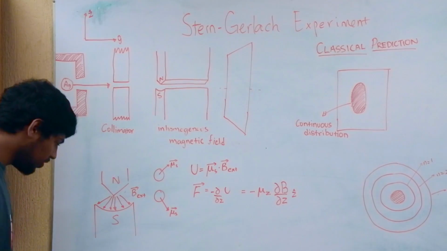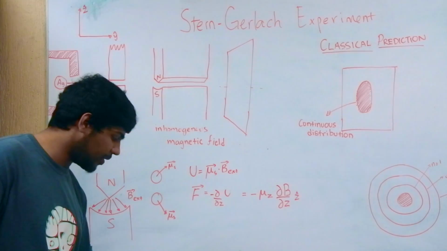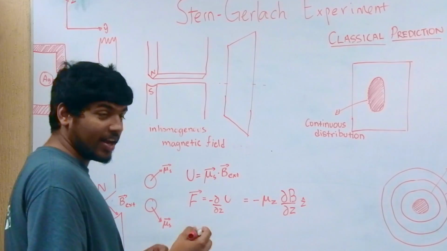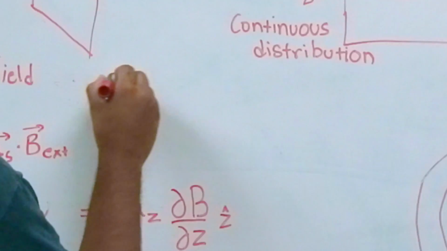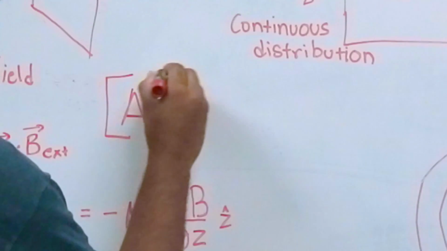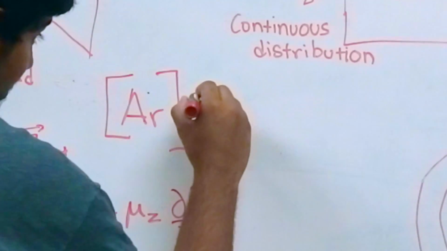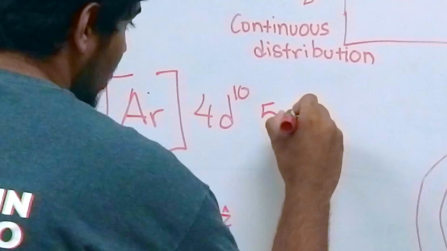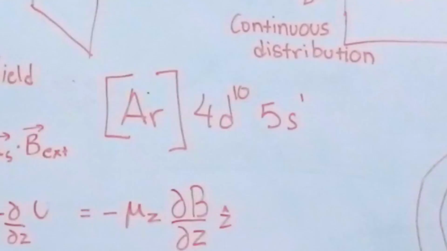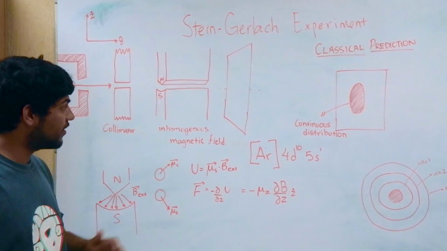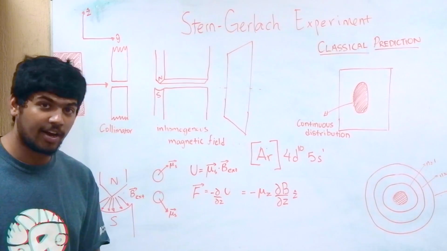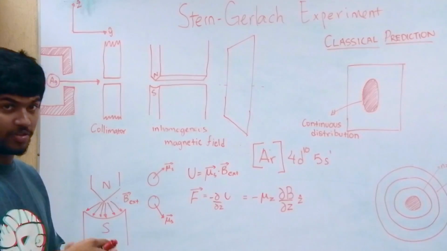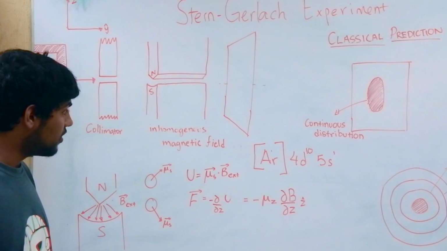Silver has a very curious electronic configuration, which is why it was used for this experiment. It has just one unpaired electron. The silver's electronic configuration, as we all know from our chemistry courses, is argon, followed by the 4d orbital, which is fully filled, and the 5s orbital, which has just one electron, which is unpaired, which means we have a net spin in the entire silver atom. And this spin can either be in the up or the down direction on the z-axis, depending on the orientation of the silver atom.